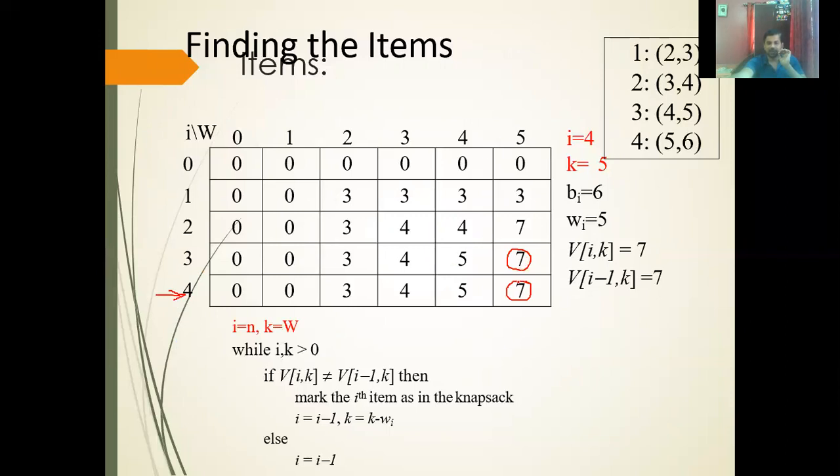I'll compare among these two. If these two are not equal, then we can say that this particular item has been considered for the insertion. If they are the same, when we consider the same, so normally if I do not consider this item into the knapsack, obviously these two values are going to be the same.